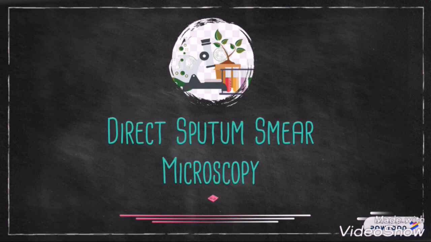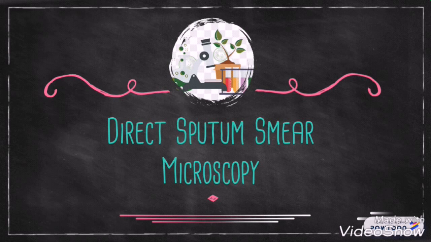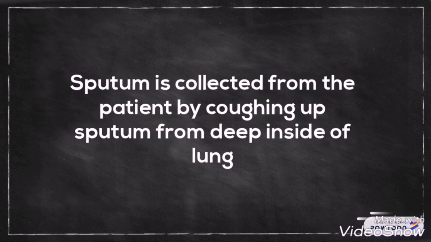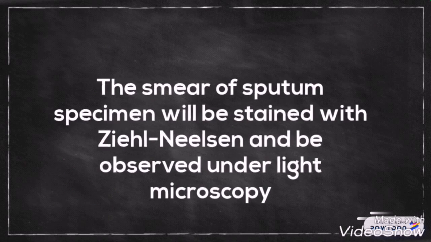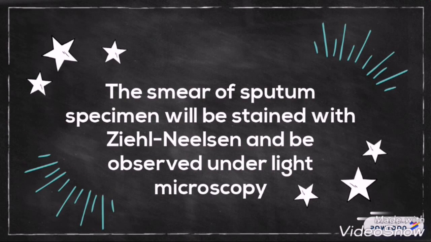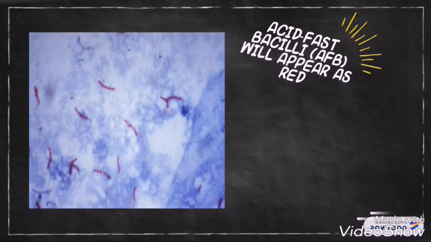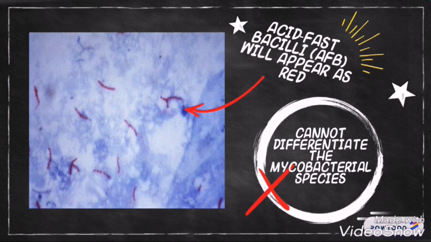Next, direct sputum smear microscopy. Sputum is collected from the patients by coughing up sputum from deep inside the lung. The smear of the sputum specimen will be stained with Ziehl-Neelsen and observed under light microscopy. Acid-fast bacilli will appear as red against a blue background, but this test alone cannot differentiate between the mycobacterial species.